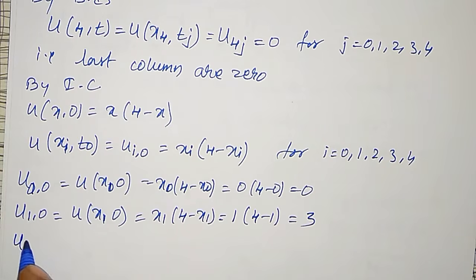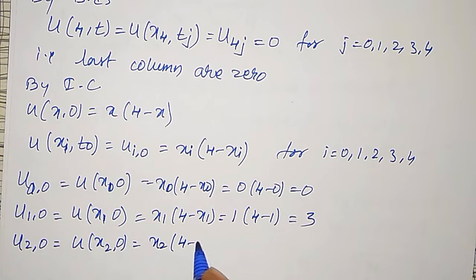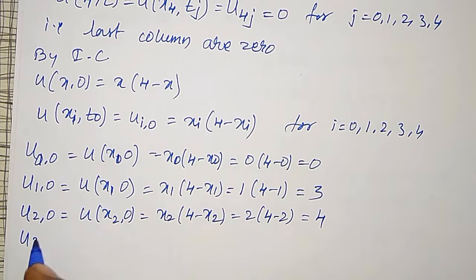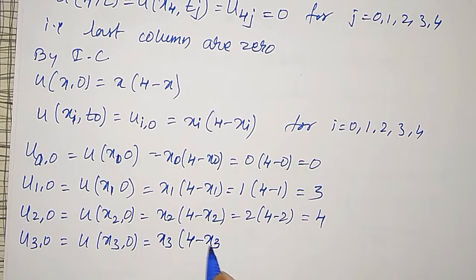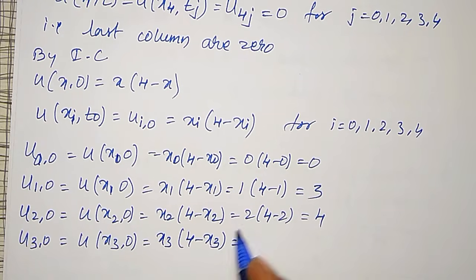Like that, u of 2 comma 0, u of x2 comma 0, that is x2 into 4 minus x2, that is 2 into 4 minus 2. 4 minus 2 is 2, 2 into 2 is 4. Like that, u of 3 comma 0 equal to u of x3 comma 0, that is x3 into 4 minus x3, that is x3 value is 3 into 4 minus 3, 4 minus 3 is 1 into 3 is 3.